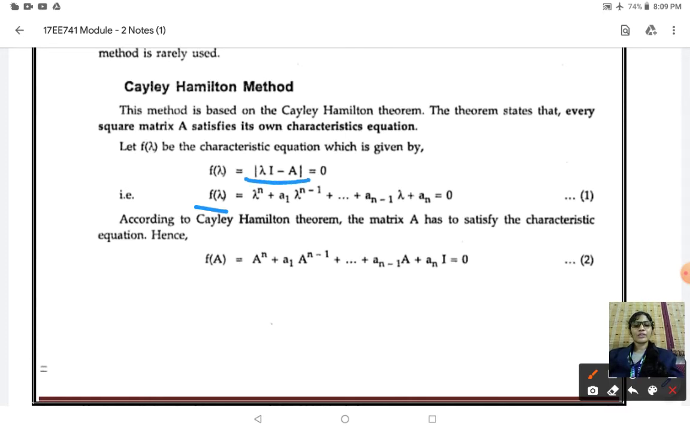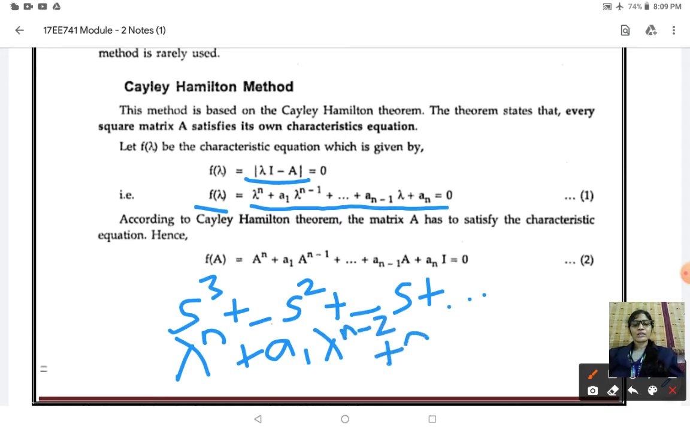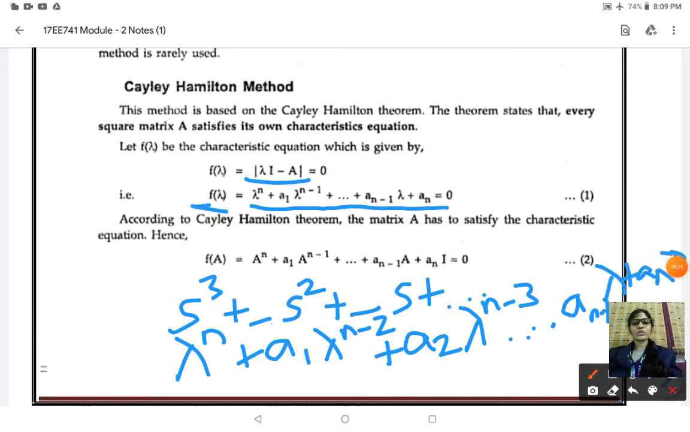After identifying the determinant value, you will get an equation which is nothing but your characteristic equation in the form of lambda to the power n plus some constant a1 lambda to the power n minus 1 plus some constant a2 lambda to the power n minus 2, and so on, till a n minus 1 lambda, and then a n equated to 0. So this is the equation shown here according to the Cayley-Hamilton method.